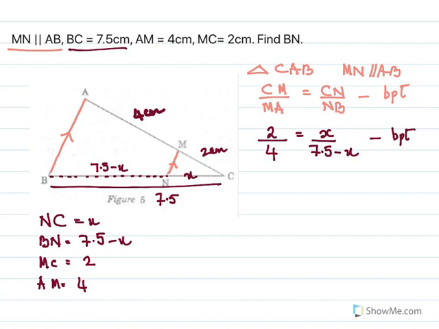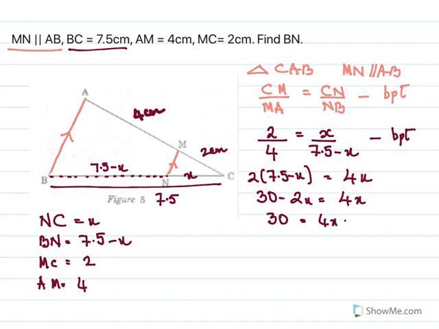So let's cross multiply. 4x. Here we get 30 minus 2x equal to 4x. So 30 equal to 4x plus 2x. 30 is 6x. 30 over 6. So x equal to 5.